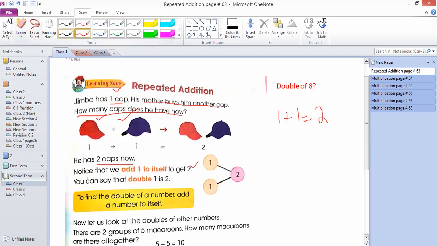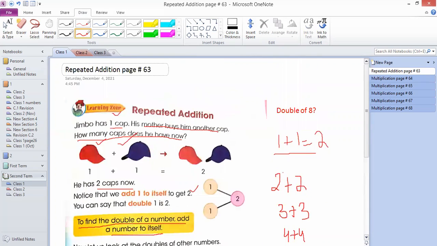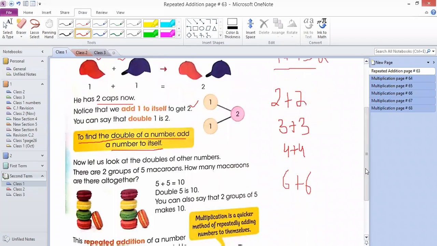Look here, guys. To find the double of a number, add the number to itself. If you are finding the double of 1, add 1 with 1. The double of 2, add 2 with 2. The double of 3, add 3 with 3. The double of 4, add 4 with 4. The double of 6, add 6 with 6. In this way, you can find doubles. Is it clear, guys? Yes, sir! That's very good. Now, let's read further.